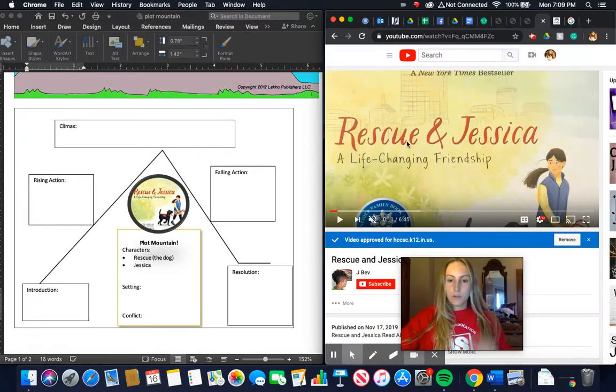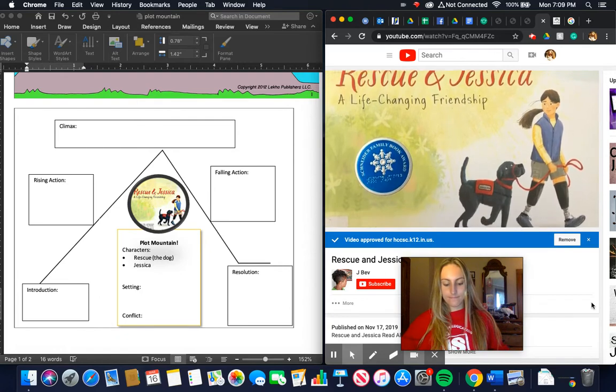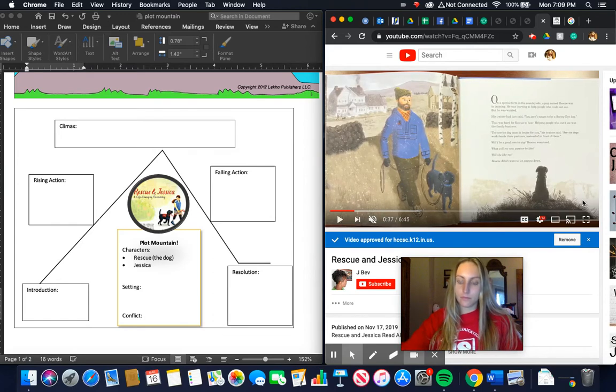Here is the book Rescue and Jessica, a life-changing friendship. On a special farm in the countryside, a pup named Rescue was in training. He was learning to help people who could not see, but he was worried. His trainer had just said, "You aren't meant to be a seeing eye dog." That was hard for Rescue to hear. Helping people who can't see was the family business. "The service dog team is better for you," his trainer said. "Service dogs work beside their partners instead of in front of them." Will I be a good service dog? Rescue wondered. What will my new partner be like? Will she like me?